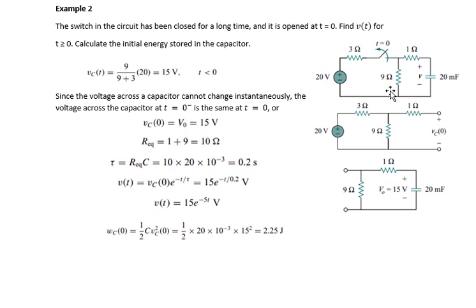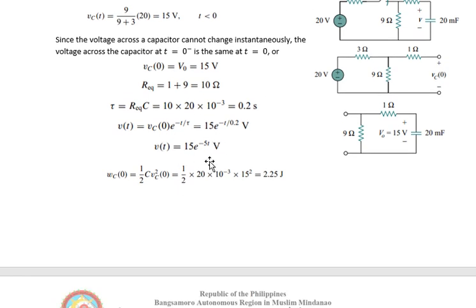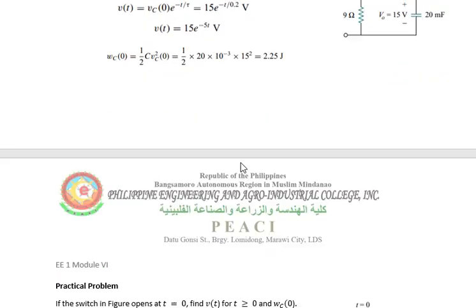So we have here R equivalent. As I have said, this part is already isolated, so it will no longer do anything in the circuit. So this is the only thing remaining. So R equivalent is 9 plus 1. Then our tau is R equivalent multiplied by C, so that is equal to 0.2 seconds. Then we have here the 15, we have here the equation. Then after that, we have the formula for energy, which is 1 half CV squared, where VC sub O squared is this one. So after that, we can get the equation.